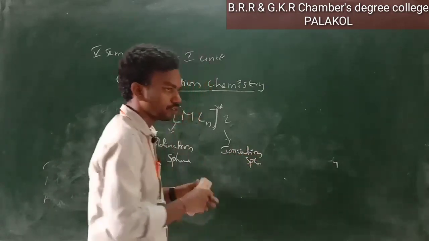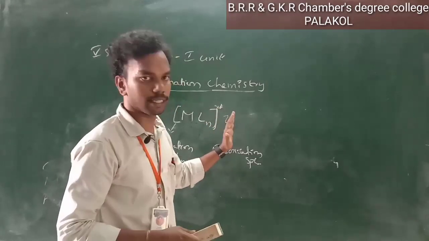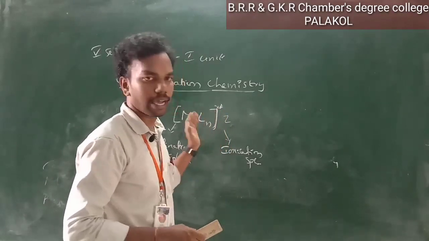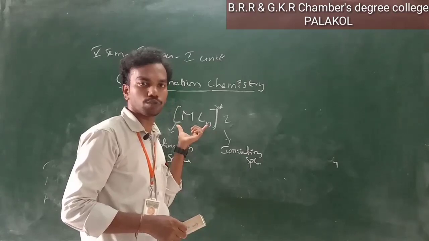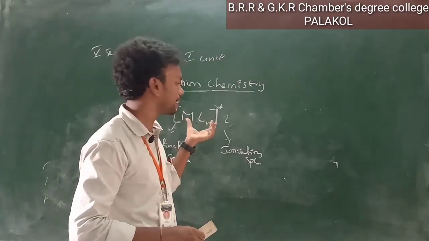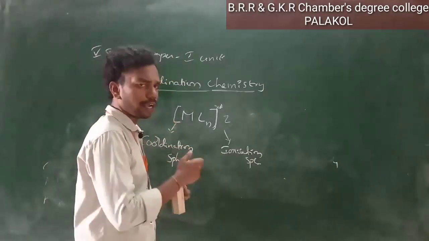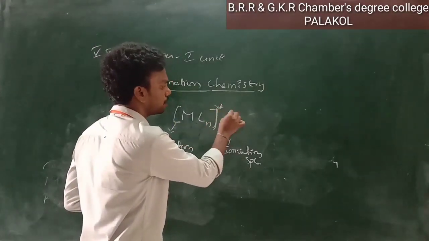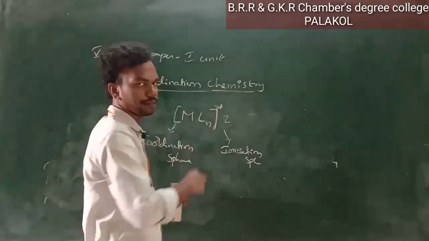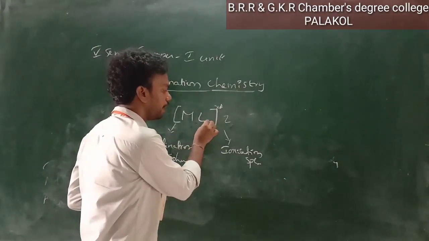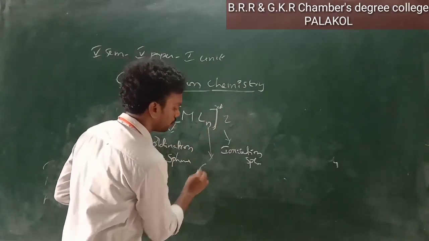Okay, so in solution this part will get ionized, and this part, which is in the square bracket, will not get ionized. Whatever is in the square bracket is not in the ionic form. The whole thing here is the charge. So this is the coordination sphere, right? And here N is the coordination number.